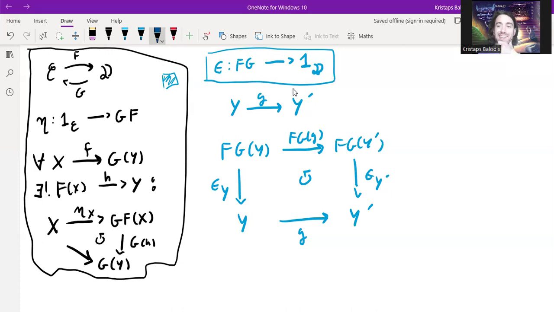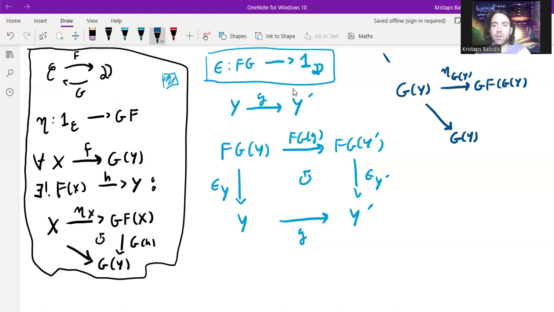So if I take X to be GY, for some fixed Y, right? I've got GY down here, and this is going to be GFGY. So this will be eta sub GY. And I'm going to choose here, right? The arrow that I choose goes between these two objects, from my X, right? X is this thing here. I'm going to choose the identity arrow between these two objects.